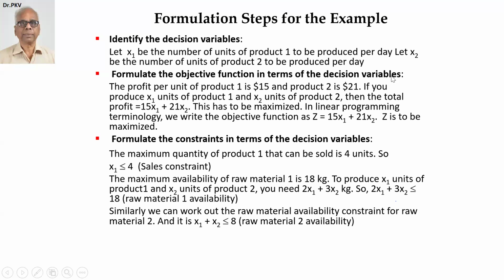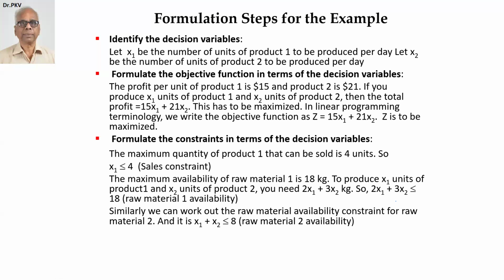Formulate the objective function in terms of the decision variables. The profit per unit of product 1 is $15 and product 2 is $21. If you produce X1 units of product 1 and X2 units of product 2, it's very clear the total profit could be written as 15x1 plus 21x2. And this is the goal or the objective that has to be maximized. In the parlance of linear programming terminology, we write the objective function as Z is equal to 15x1 plus 21x2. Z is to be maximized.